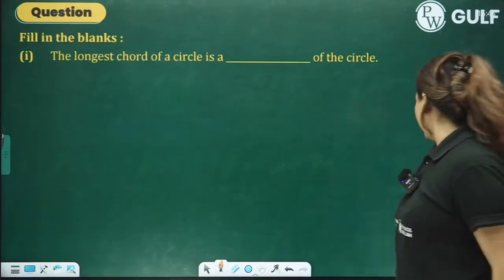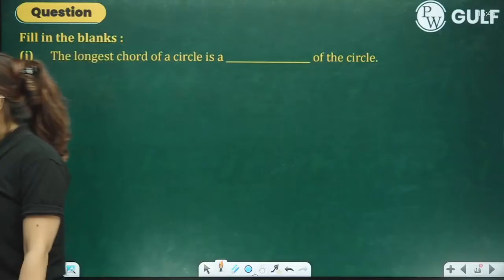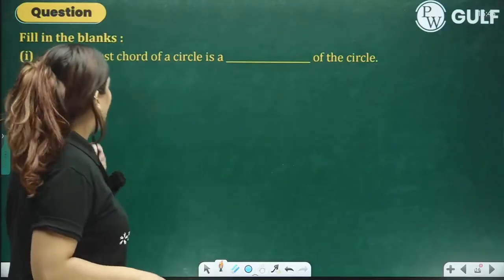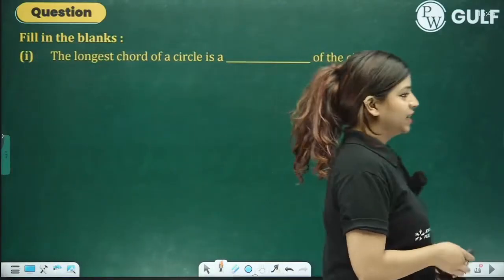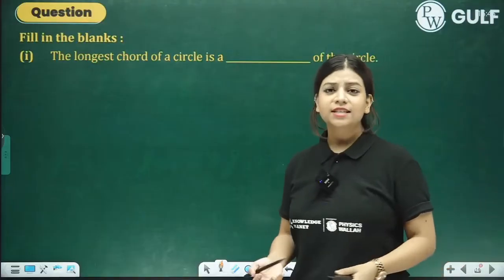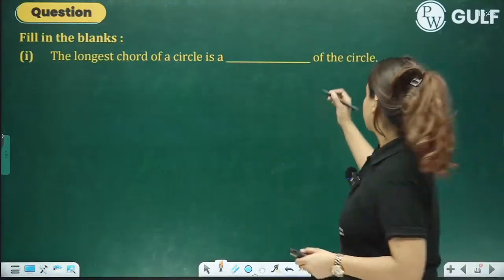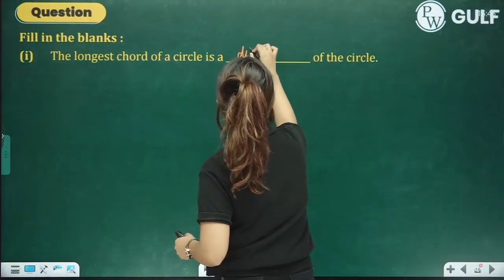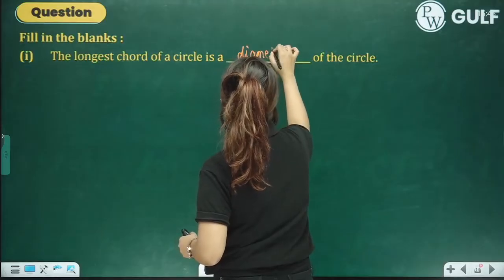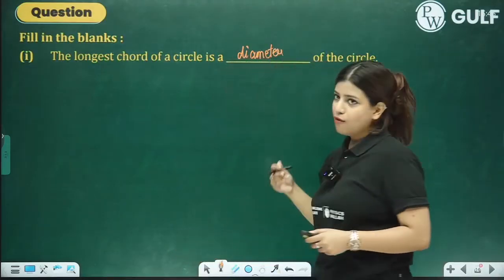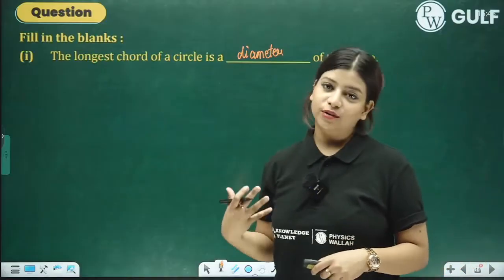Let's do some quick fill in the blanks, students. Let's see what's there on the fill in the blanks. The longest chord of a circle is the dash of a circle. So we have just discussed this, that the longest chord of the circle is a diameter of the circle. Right? So any diameter that you draw for that circle will be the longest chord for that circle.